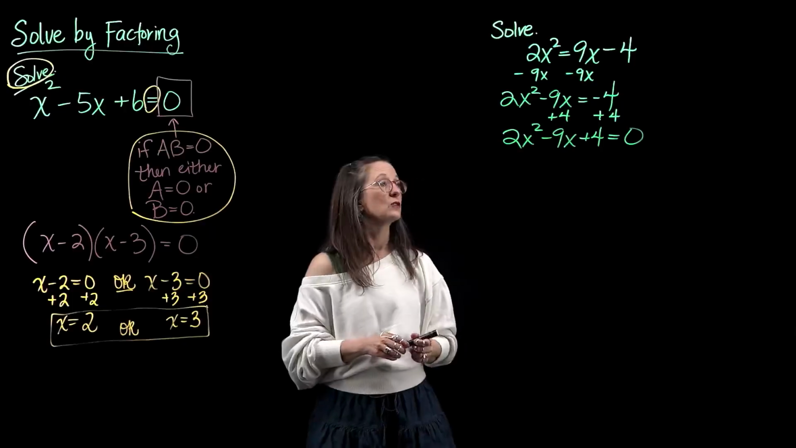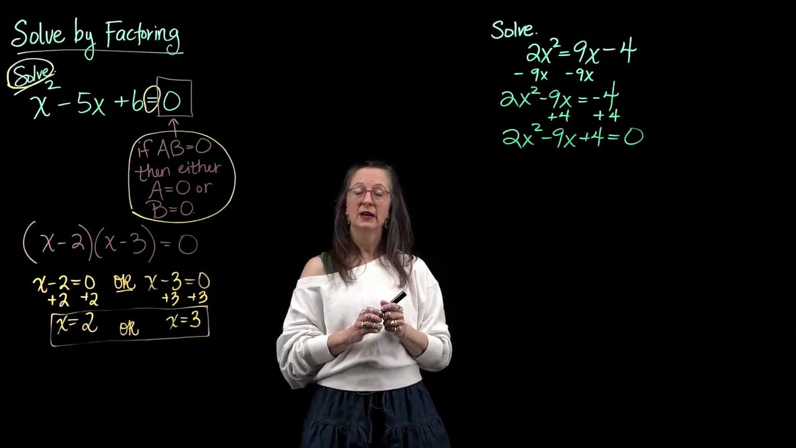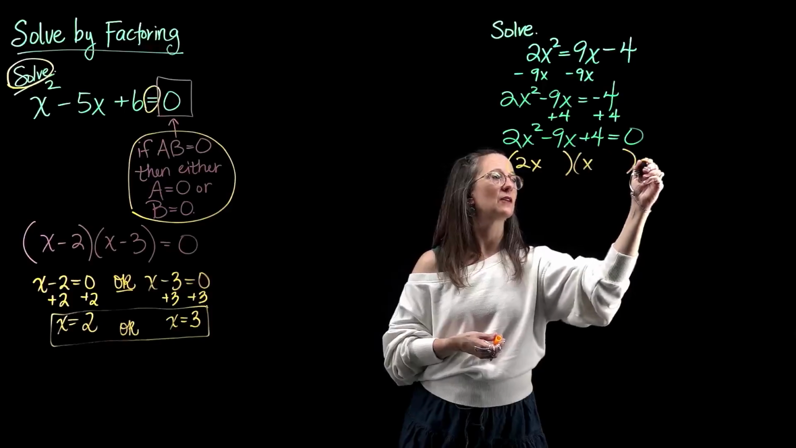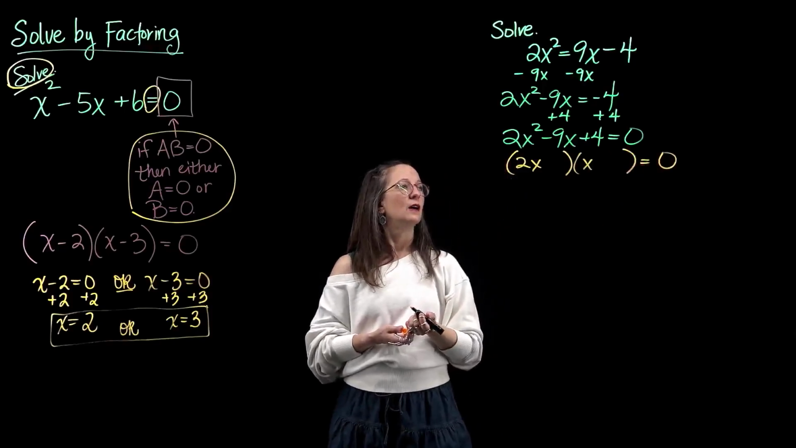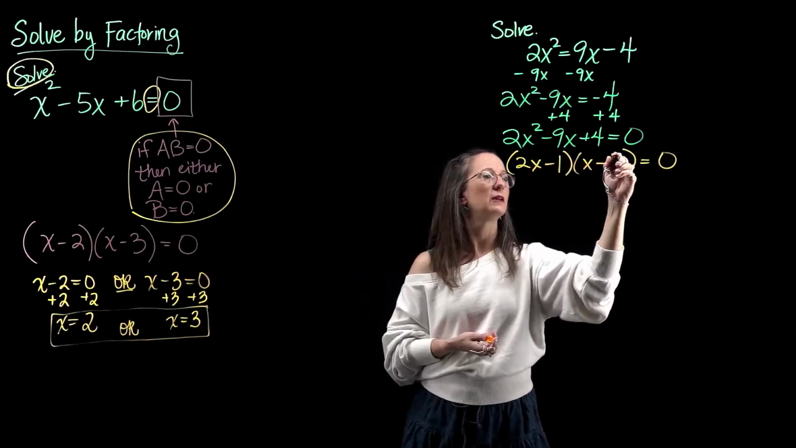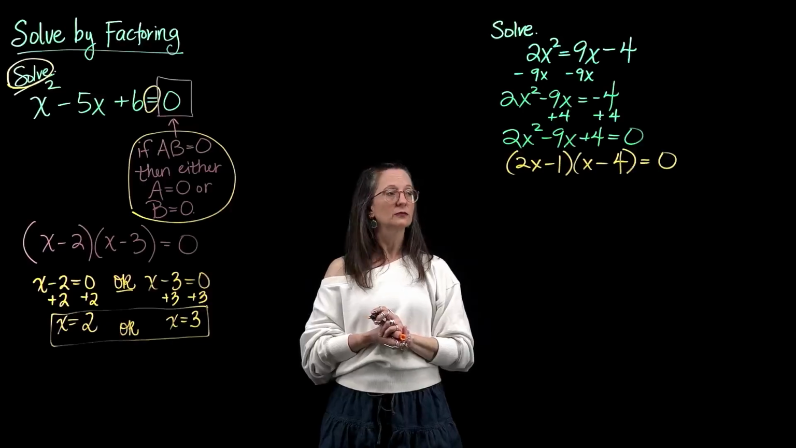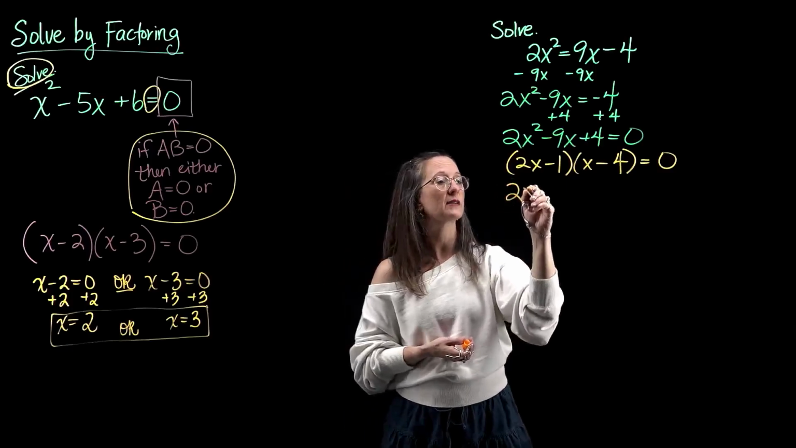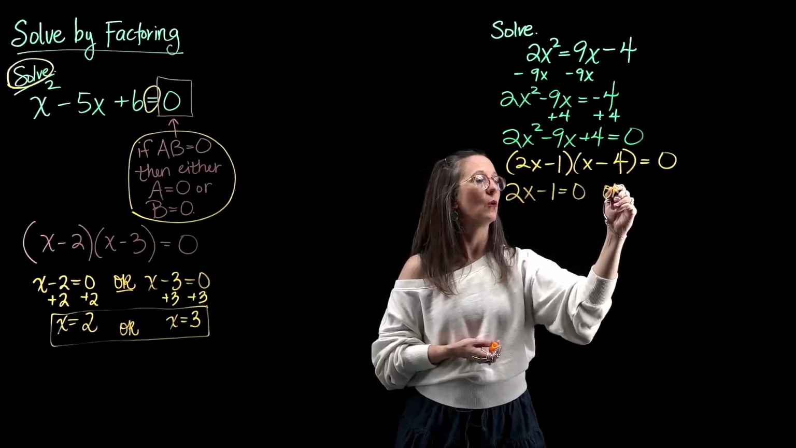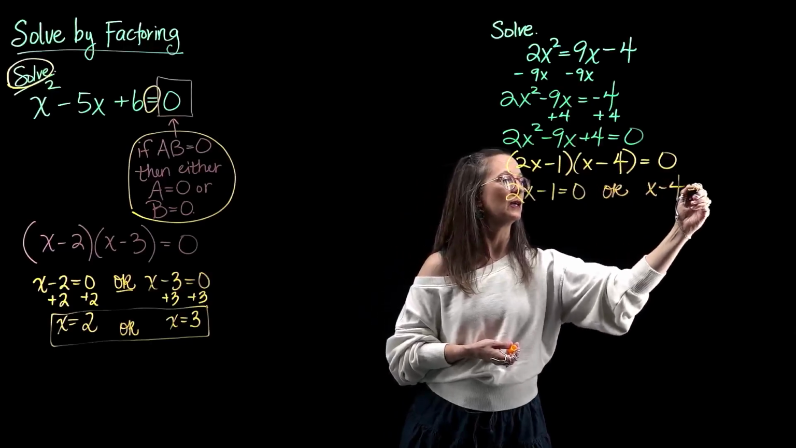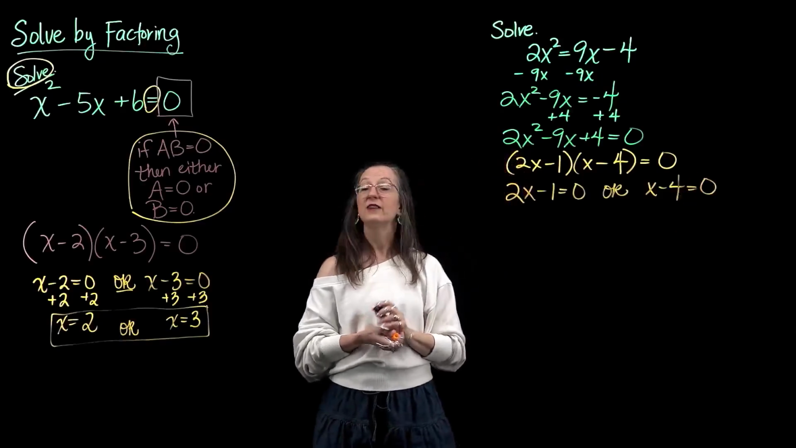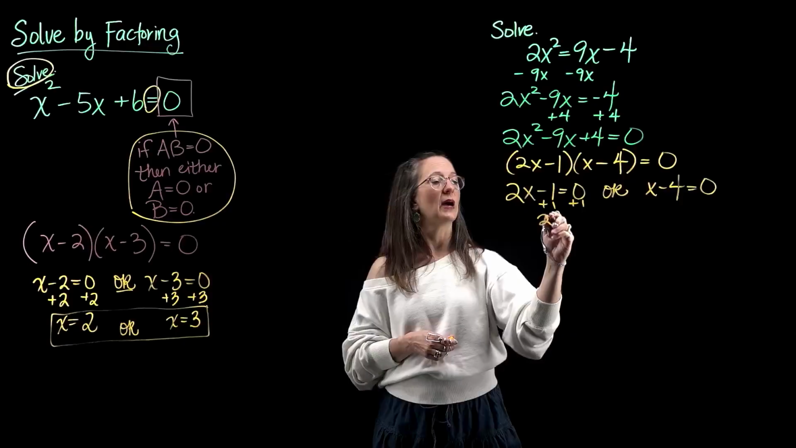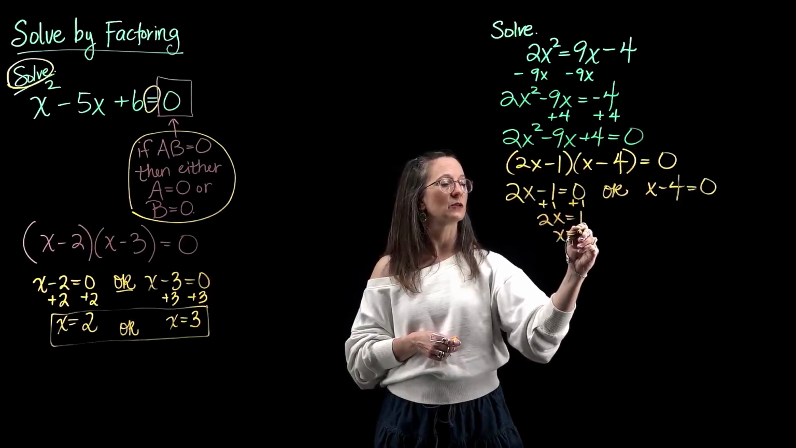All right, so I need to factor 2x squared minus 9x plus 4. That's going to factor. We have a 2x and an x on the front. On the back, this will be a minus 1 and a minus 4. Okay. And we can set each of those equal to 0. So 2x minus 1 equals 0, or x minus 4 equals 0. Finally, let's just solve it for x. So I'll add 1 to both sides here. 2x is equal to 1, and x is equal to 1/2.